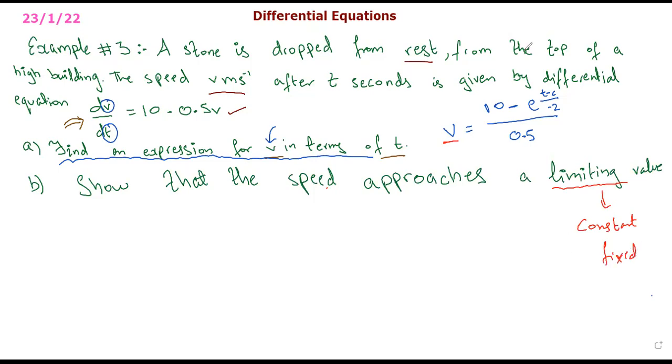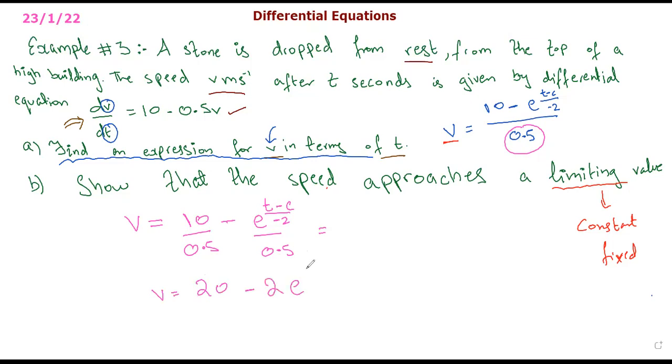So let's look at the expression which we got, and then we'll figure out what exactly they mean. So we have v equals 10 minus e to the t minus c by minus 2, and I can just divide it here and here separately, because I need to study my equation, and I would be able to do that in the best way only when I have it properly. So this would give me v equals 20 minus 2 e to the t minus c by minus 2.